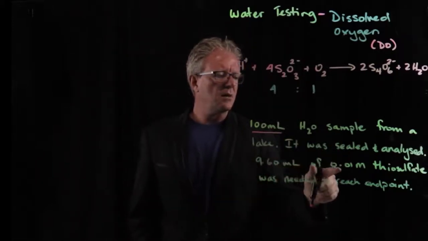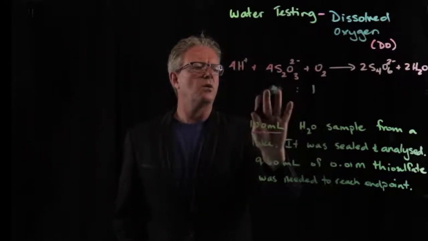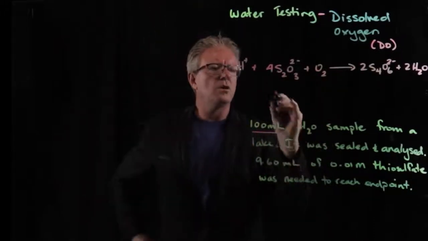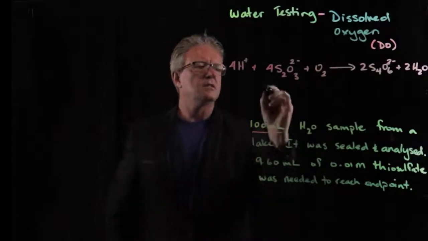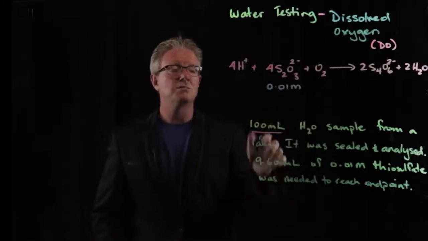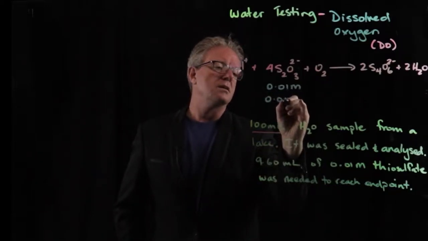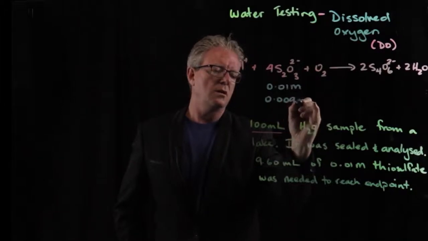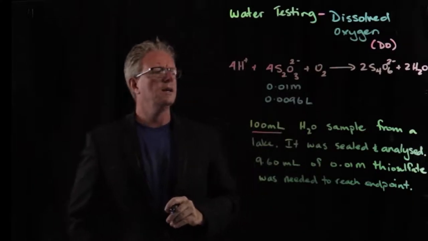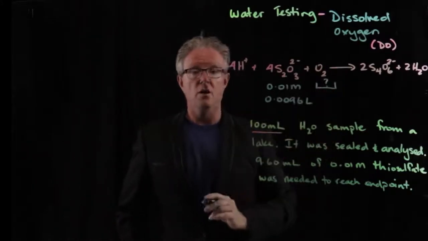And it says that we had a 0.01 molar thiosulfate. So if I just rub this molar ratio out, because we can see it on the equation, let's write what we know. And I'll use a different colour. So we've got 0.01 molar. It said we needed 9.6 mL to reach the end point. So 0.0096 litres. Okay, and now we want to work out the number of moles of our oxygen.